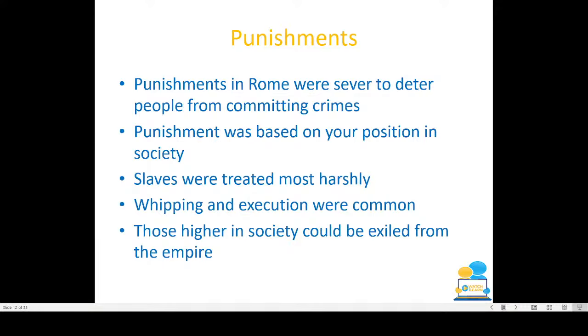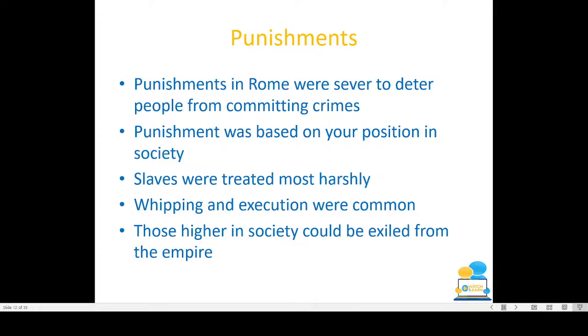So punishments in Rome were very severe, and the main idea behind this was to deter people from committing these crimes. So the idea is that if the punishments are harsh, people won't want to re-offend, so they won't want to do the same crime again, because they will know how severe the punishment is, but also it's to warn other people about not committing crimes.